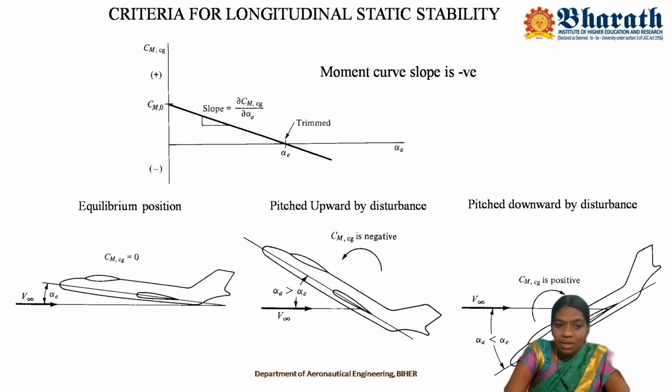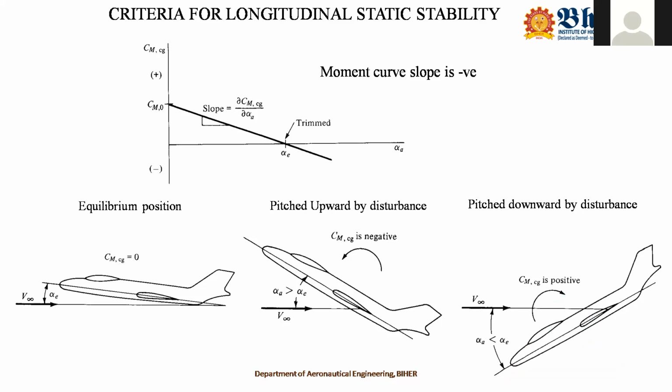Now come to the third one. So when you move to the third figure, the craft is disturbed, and because of the disturbance, the craft is pitched in the downward direction. So when it is pitched downward, the absolute angle of attack will be less than the trimmed angle of attack, somewhere less than this. So when it is less than the trimmed angle of attack, what happens to CMCG? CMCG is in the positive y direction. So when CMCG is positive, then by universal sign convention, the coefficient of moment is in the clockwise direction.